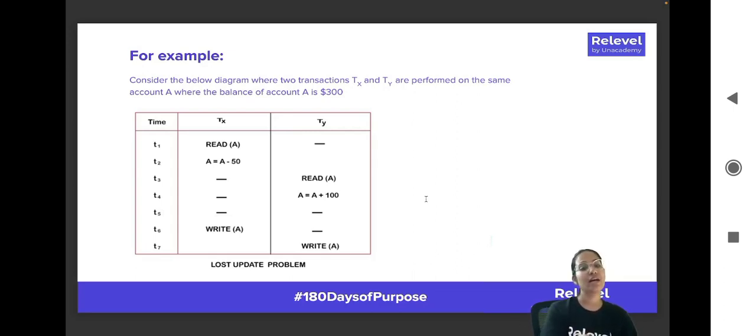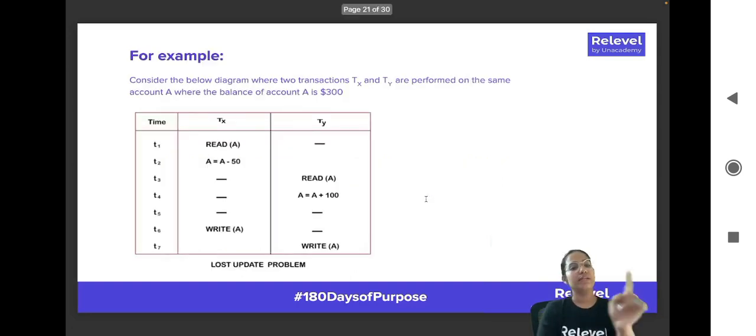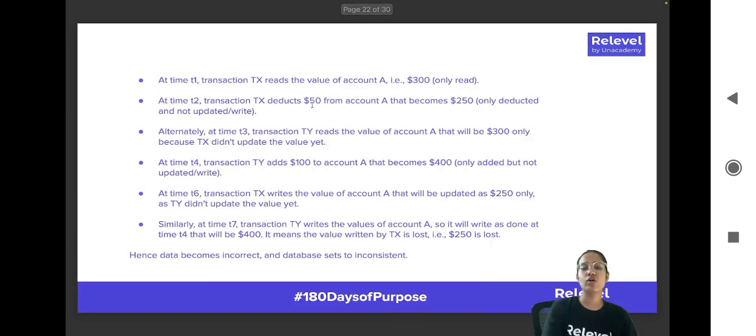Correct. And then that value will get written by TX in the database. Correct. So you can see how wrong this is, because the update that we did in account A basically got lost. Right? You can see over here. At time T1, transaction TX reads the value of account A, that is 300. Okay, it is only reading. And at T2, TX basically deducts $50, which leads to $250. Only deducted money and did not do any update or write.